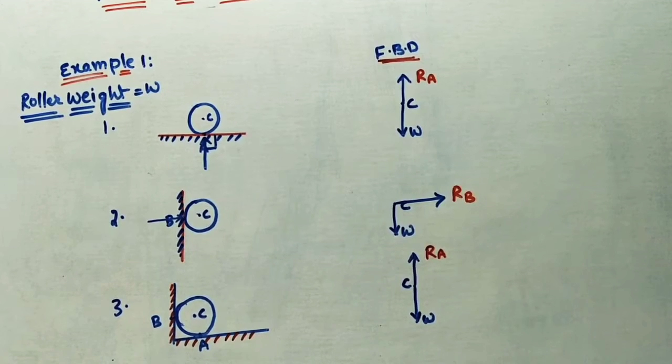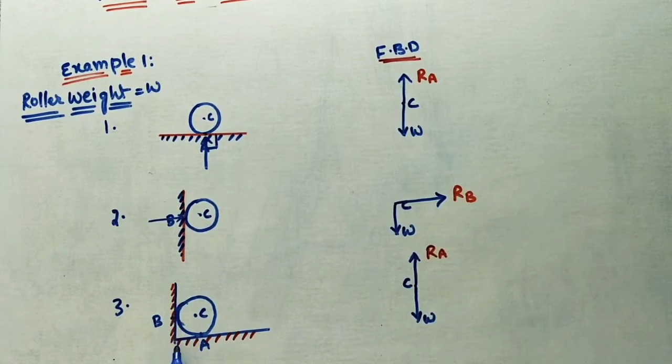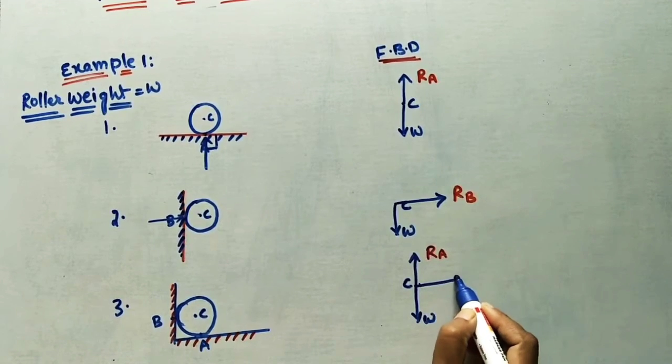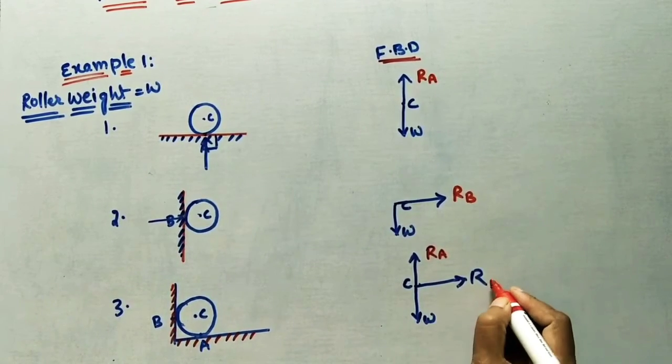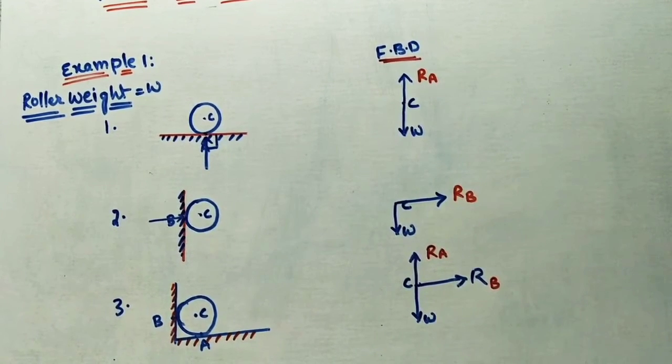And at B point, another contact surface, contact point. Because of the vertical surface, the reaction is horizontal like this. We can take here the reaction at B point, RB. Okay, this is the FBD diagram.